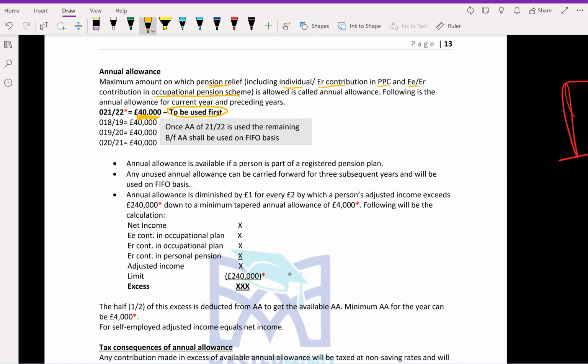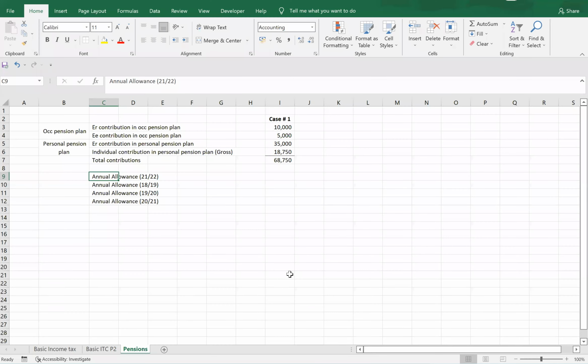But if you go 3 years back, you start from 18-19, then the 19-20 fiscal year, and then the 20-21 fiscal year, because after that comes 21-22. The first priority is given to the current year. And then if you have excess, for example, look at this. If I utilize the annual allowance of 21-22, which is 40,000, will I have excess? Yes, I'll still have excess, right? I'll still have excess of 28,750.